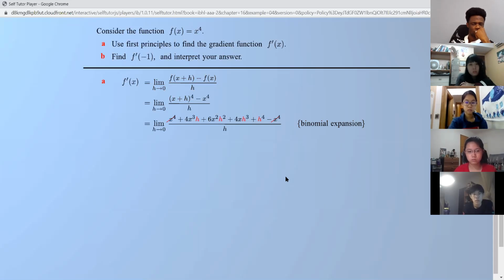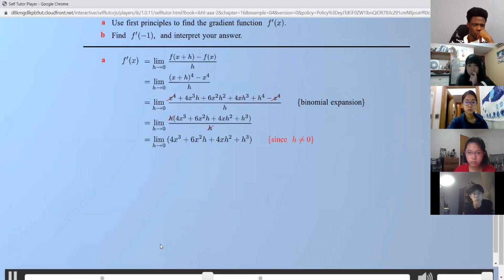Notice that every term in the numerator contains h, so we can remove this as a common factor. We can then cancel the factor of h, since h does not equal 0. As h approaches 0, the terms containing h, h squared, and h cubed will also approach 0. Therefore, the derivative function is 4x cubed.